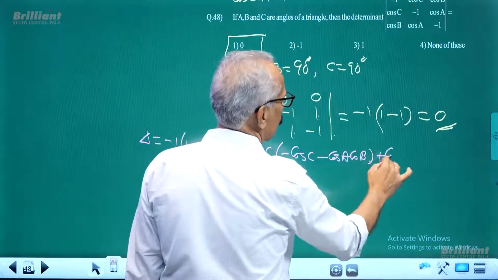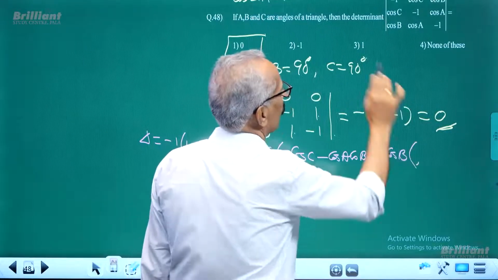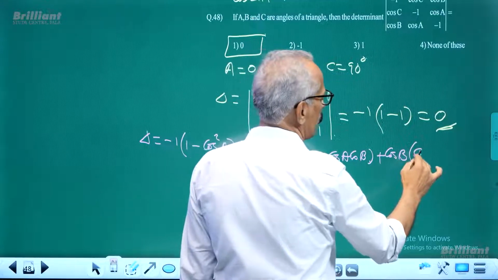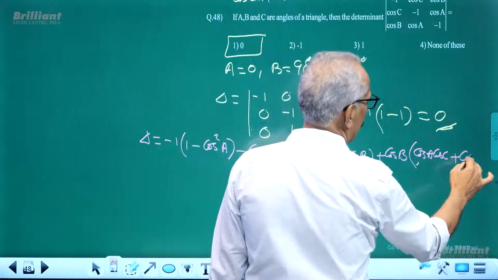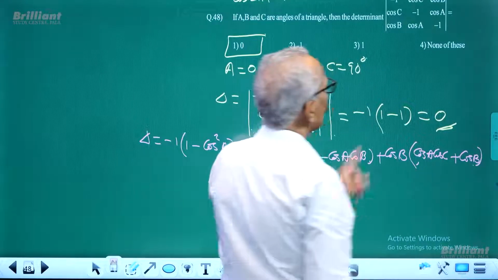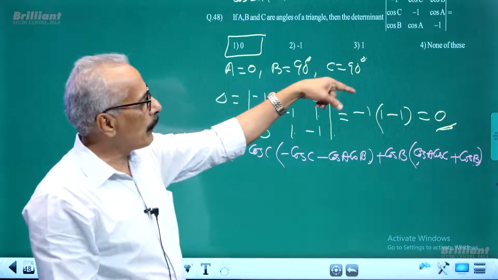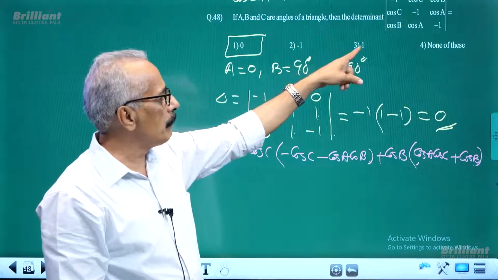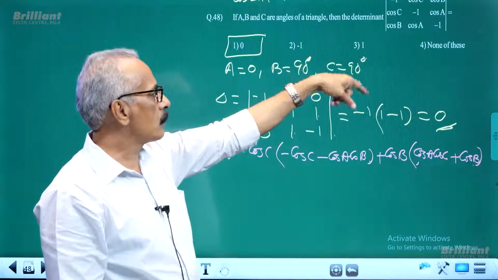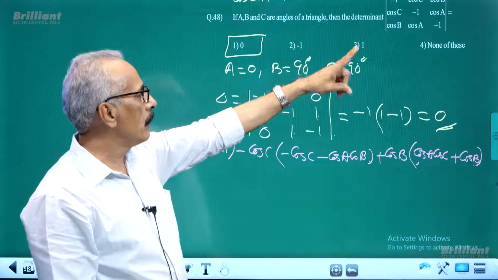Then plus cos b into plus cos b into plus cos b. Cos a cos c, cos a cos c plus cos b. Minus 1 into 1 minus cos square a. Minus cos c into minus cos c minus this. Plus cos b into cos a cos c plus cos b.